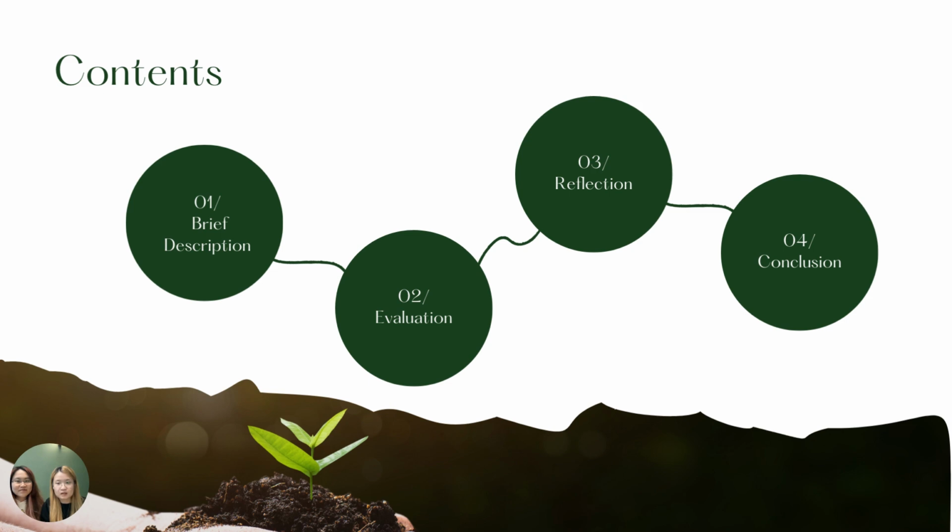Firstly, we will provide a comprehensive and concise overview of the formal project. Following the project description, we will evaluate our past experience critically from several aspects. And then in the subsequent part of our presentation, we will transition to a reflective analysis and the design of an improved project by using different sustainability education theories. And finally, we will conclude our presentation by summarizing the key findings and insights gained from the project.